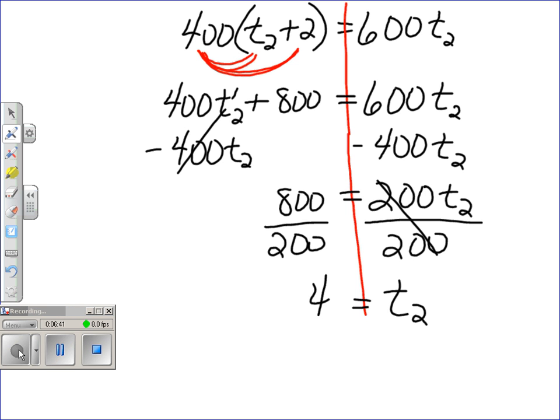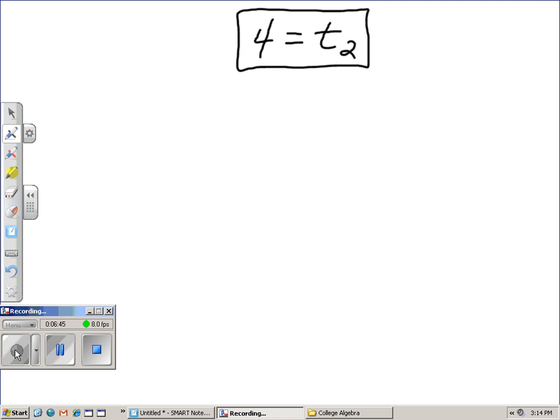T2 equals 4. You think you're done, but you're not. Even though you've come up with T2 equals 4, since this is a word problem, you need to explain in words what your answer means.